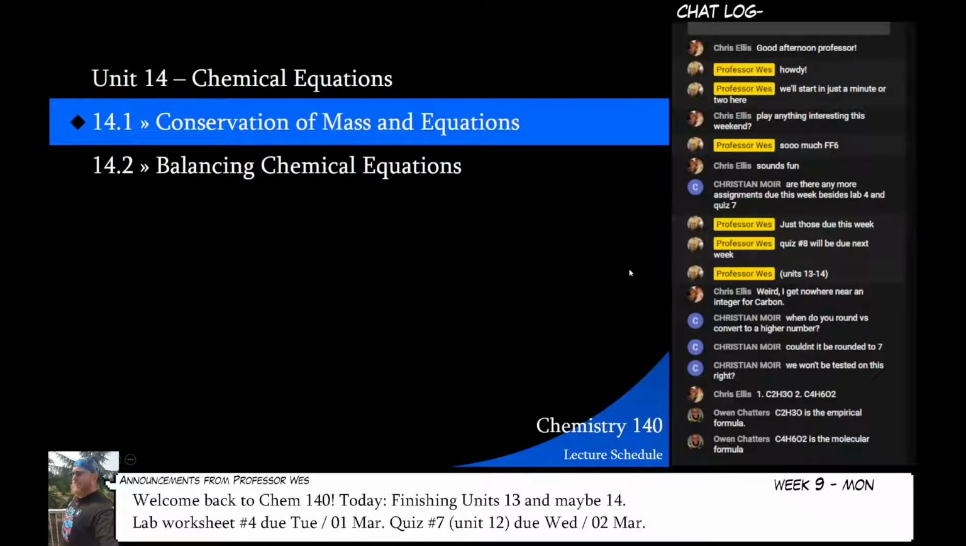Chapter 14 is about chemical equations. And what we're going to be doing with chemical equations is more or less just balancing them. So this is a crucial activity in order to get the correct answer. However, it's not technically demanding. So this is kind of a little bit of a breather unit, we can call it.